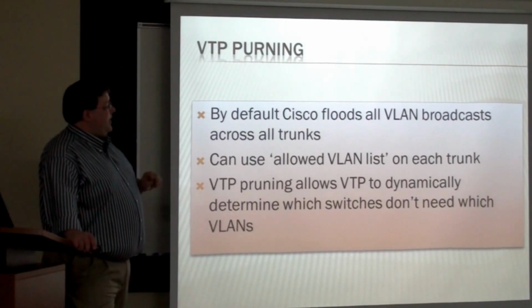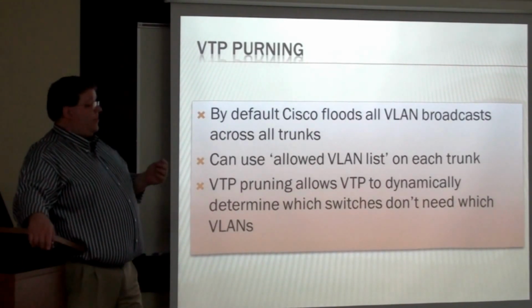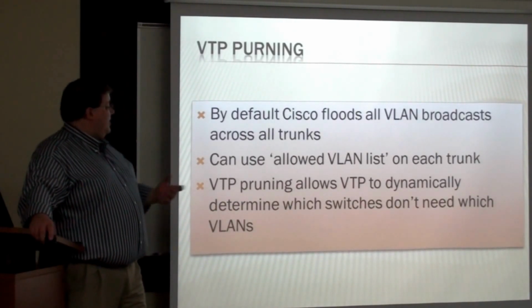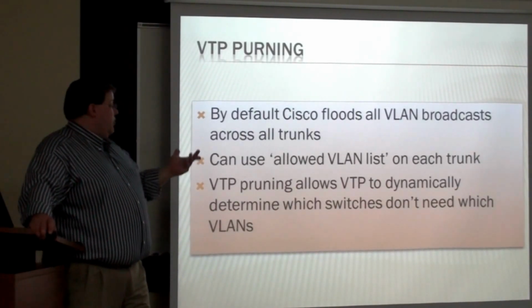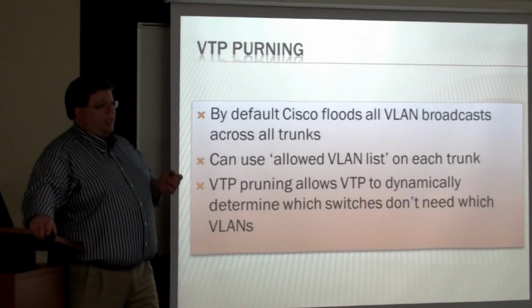You can use the allowed VLAN list on each trunk to say, hey, these are the VLANs that are allowed across my trunk. VTP pruning allows VTP to dynamically determine which switches do and do not need VLANs, or VLAN messages, sent across a trunk.